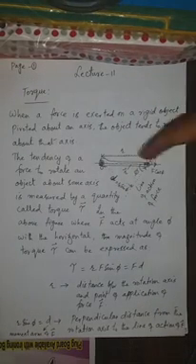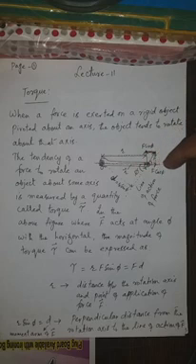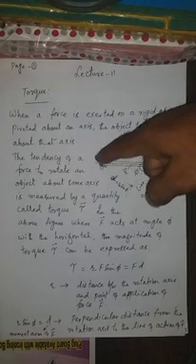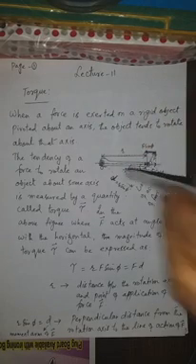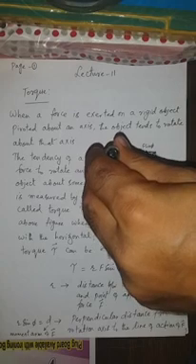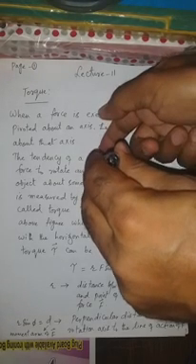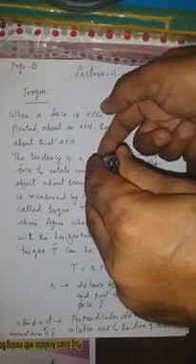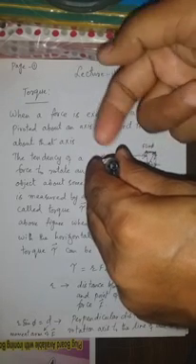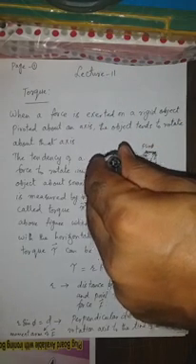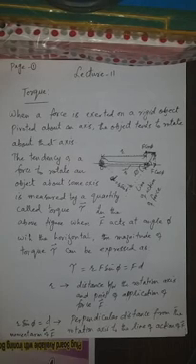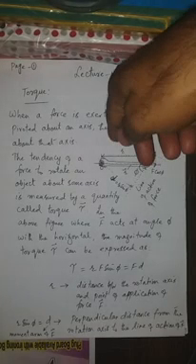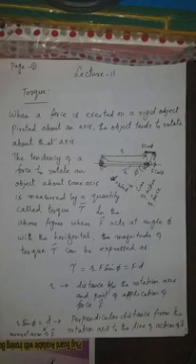If we mark the horizontal line as x-axis, the vertical line as y-axis, then this will be our z-axis, and the upward direction of the z-axis will be taken as positive z-axis, and downward direction will be marked as negative z-axis.